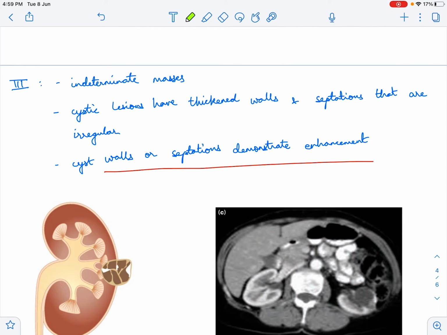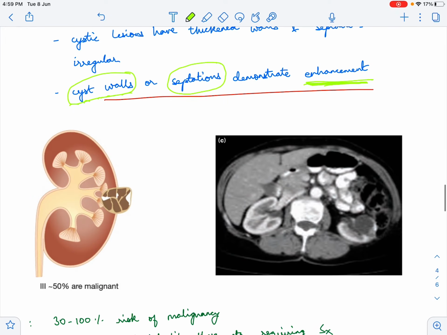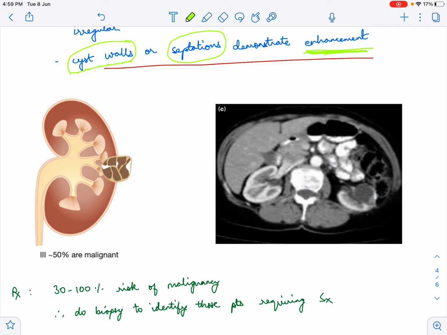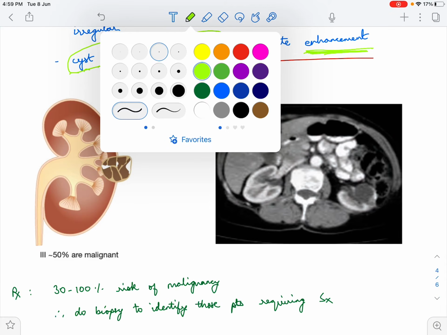Now, category 3 are indeterminate masses. These have a higher risk of malignancy. Now, the key word for calling it category 3 is the word enhancement. So once the cyst wall or the septations show enhancement, it is called category 3. So enhancement here is the key word. So we can see over here. So now what is the meaning of enhancement? We'll have a look at it.